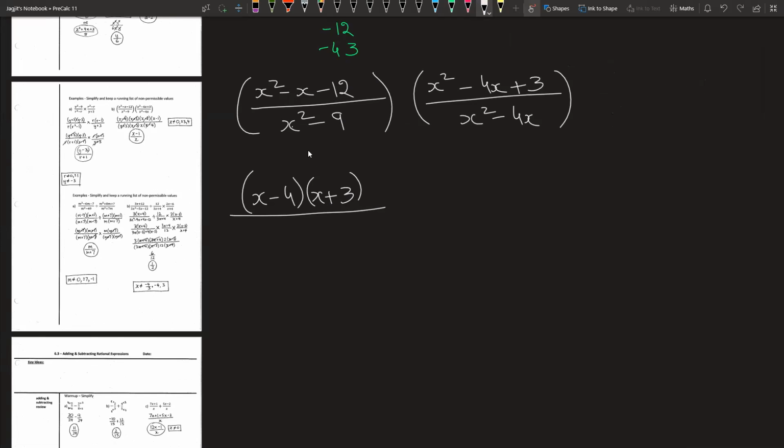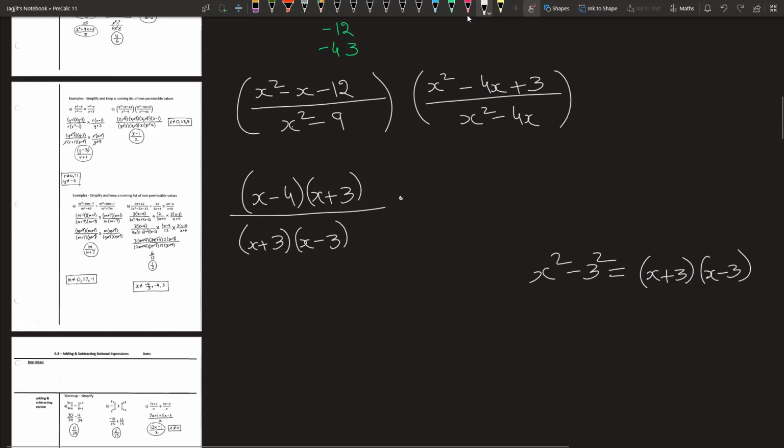Quite simple. Then we have x squared minus 9 at the bottom. We can think of this as x squared minus 3 squared. That will just be x plus 3 times x minus 3. So at the bottom, we will have x plus 3 multiplied by x minus 3. We factor that. Okay, then we have x squared minus 4x plus 3. Let's factor that. X squared has 1 in front, and the number at the end is 3.